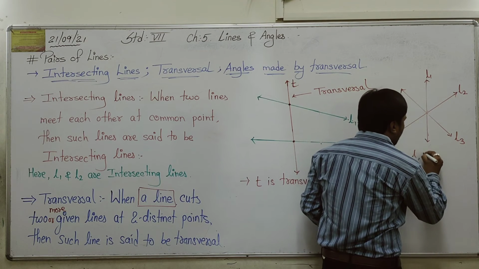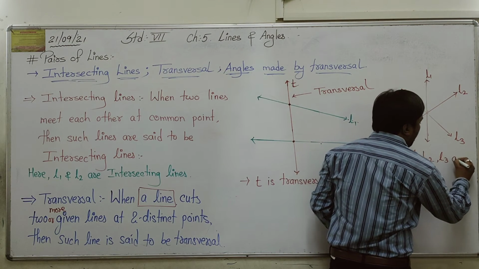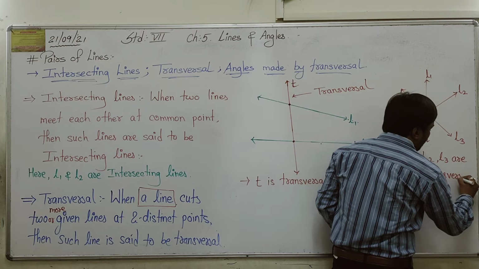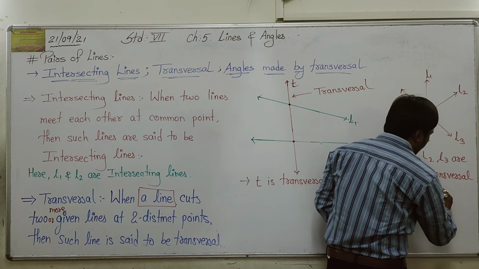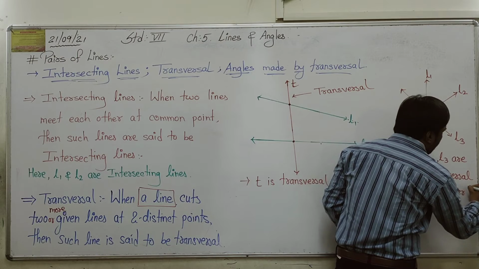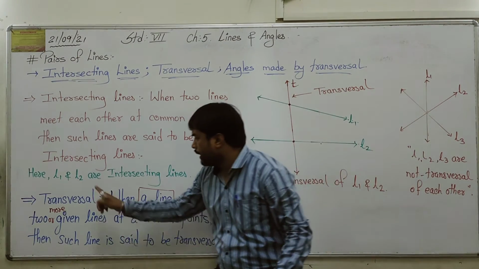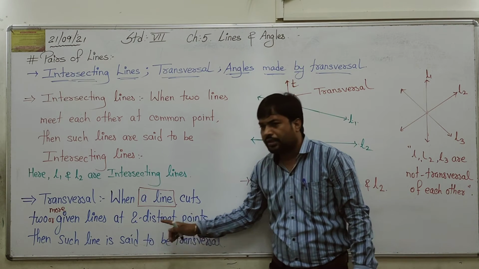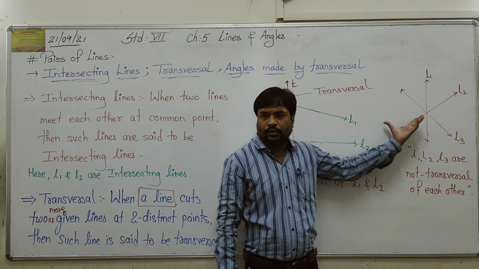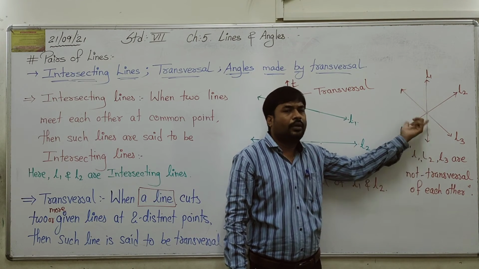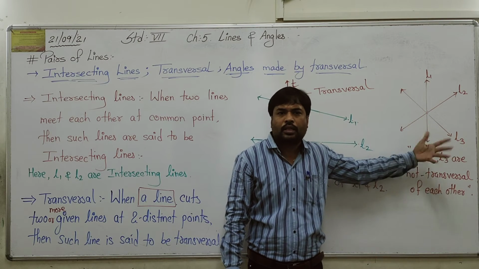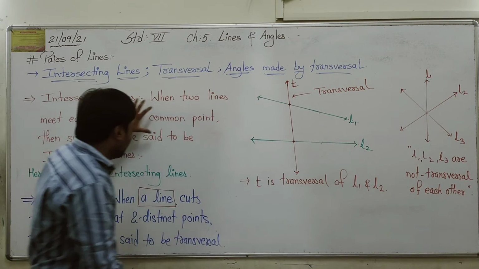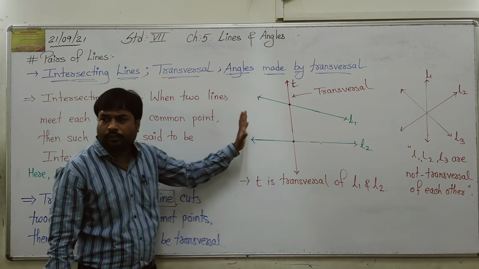So L1, L2 and L3 are not transversal of each other. Ek bijana transversal nate, bale cut kare che. But mari biji condition shu che, two distinct points. So this figure, this type of figure will never have a transversal, any possible transversal upset. Samajh padi niya sudhi, samajh padi, intersecting line, transversal and the given figure.